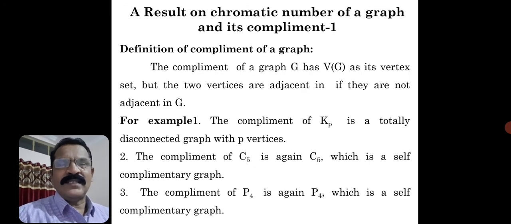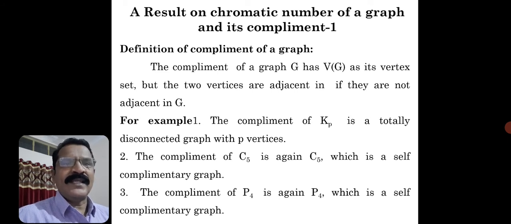Okay, so this is the concept which you have already studied in the 5th semester. So what is the definition of the complement of a graph? The complement of a graph G has V(G), that is the vertex set of the graph, as its vertex set. So there is no change in the vertex set of G as well as G bar. But two vertices are adjacent in G bar if they are not adjacent in G.